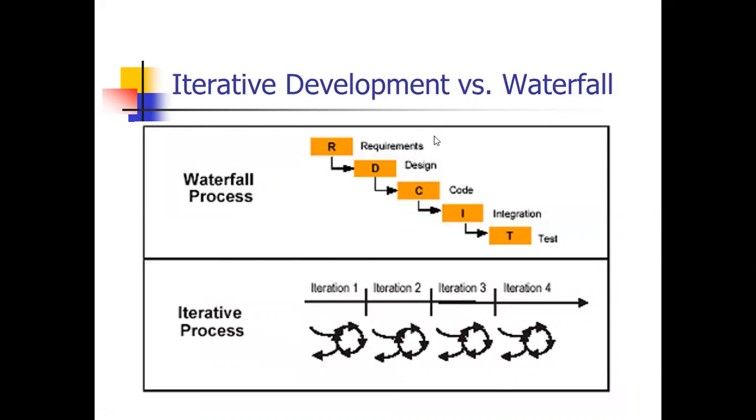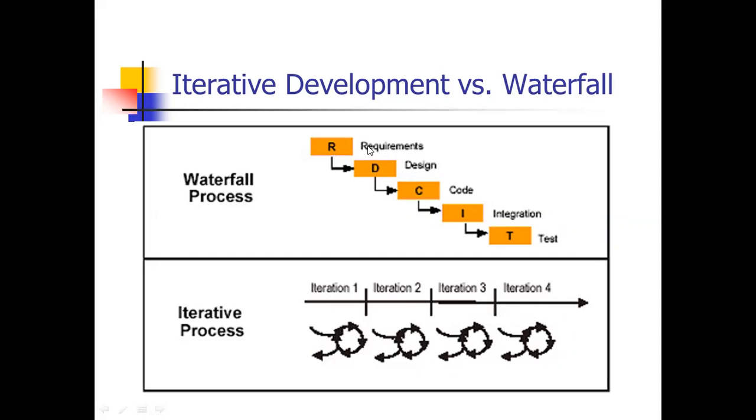Here you can see iterative development versus the waterfall model. See the waterfall process here. The waterfall process includes the steps requirement, design, code, integration, and test. Similarly, the iterative process contains several iterations having all these steps. The first iteration consists of all the steps, and the second also consists of all these steps. See the cycle here: backtracking is possible in the iterative process, but in the waterfall process, backtracking is not possible.